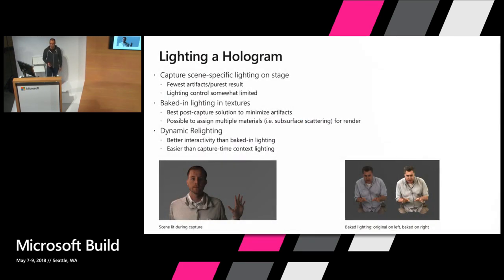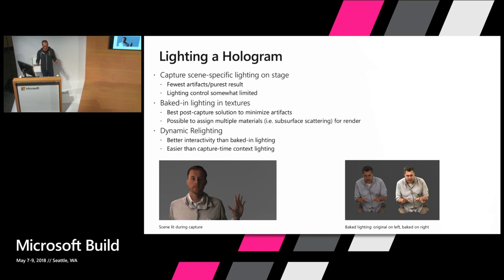What are your options when it comes to lighting your hologram? Well, you have three options, really. First, we can capture with contextual lighting on the stage. For instance, if you know that your subject will be placed in a VR environment where he is lit from the side, well, we can light him from the side when we capture the guy.